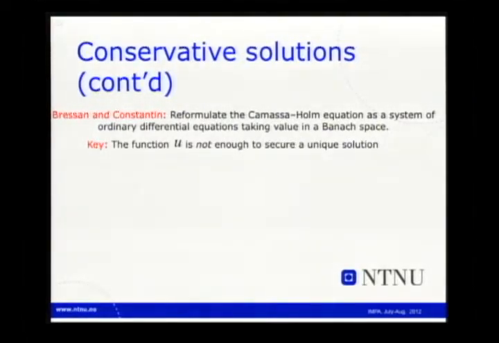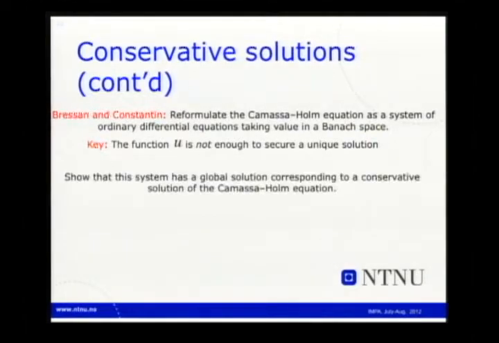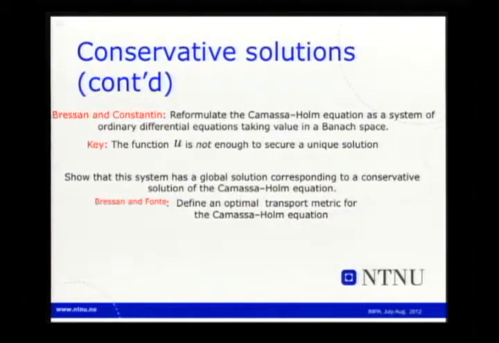And the key, as we have seen, is that u is not enough. We have to augment it with another variable. And we are going to show this. And Bressan, with his student Fonte, also derived a transport metric. We will go beyond that and show a Lipschitz metric eventually today.